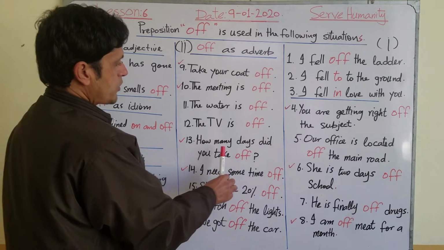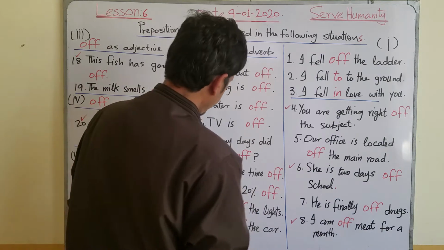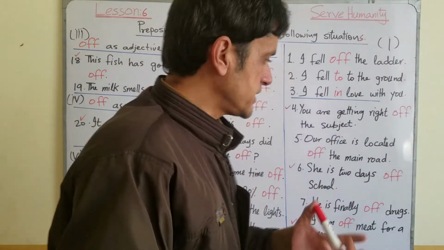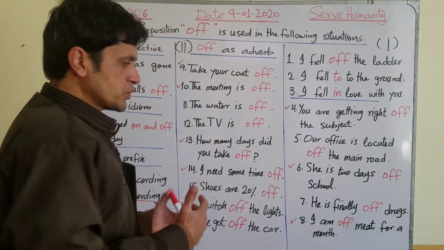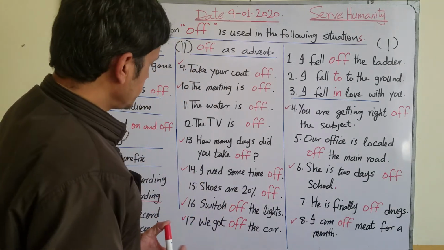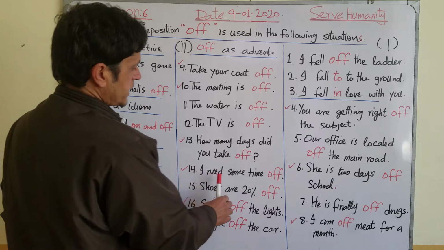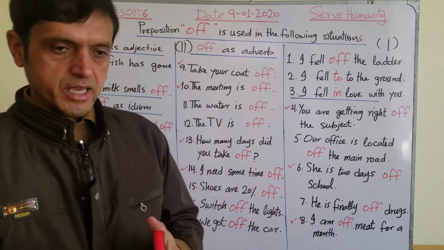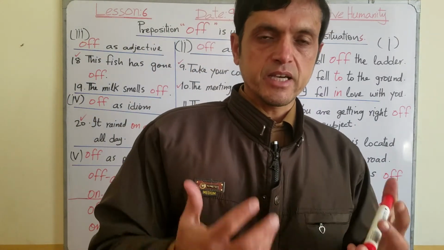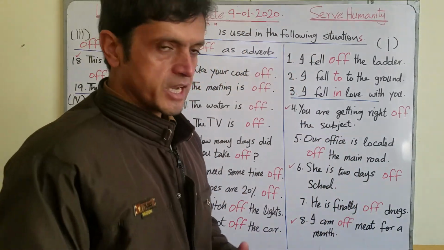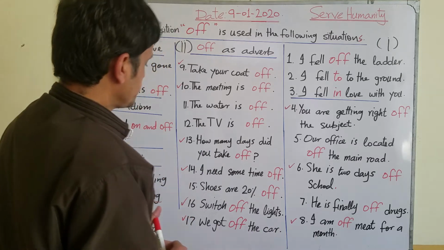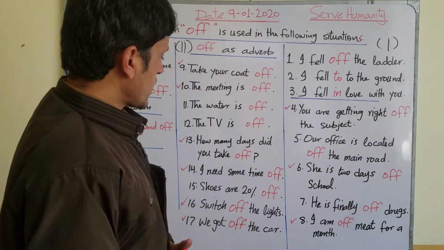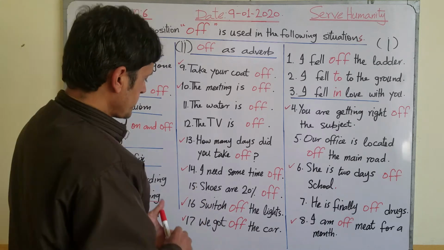Number 13, how many days did you take off? It means how many days of leave you took. Number 14, I need some time off. For example, if you say I am very tired and I need some time off, I need some free time, some time when I don't work.